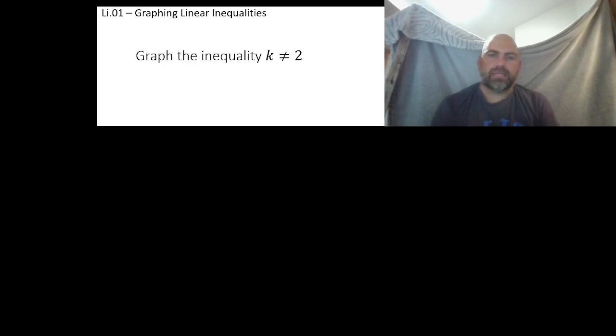All right. Here's our last one. What does this look like? K is not equal to 2. You might not have seen that before. Try it. Give it a shot. Pause and come back when you're ready.